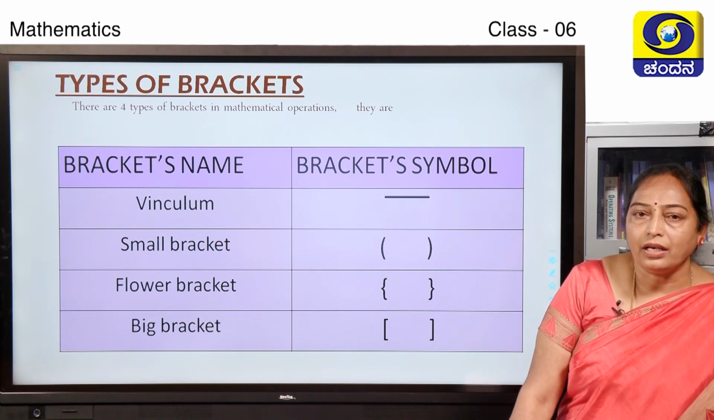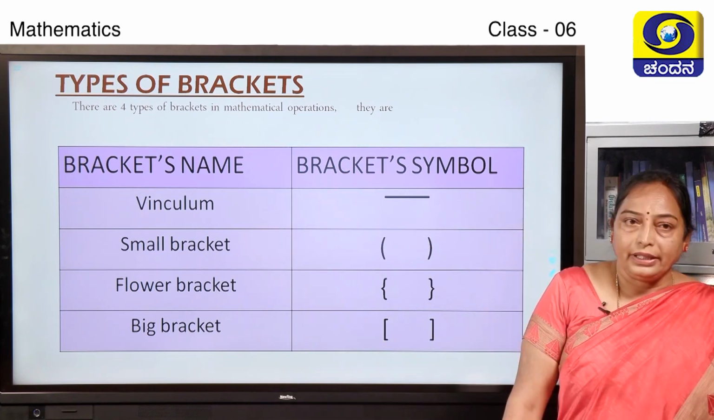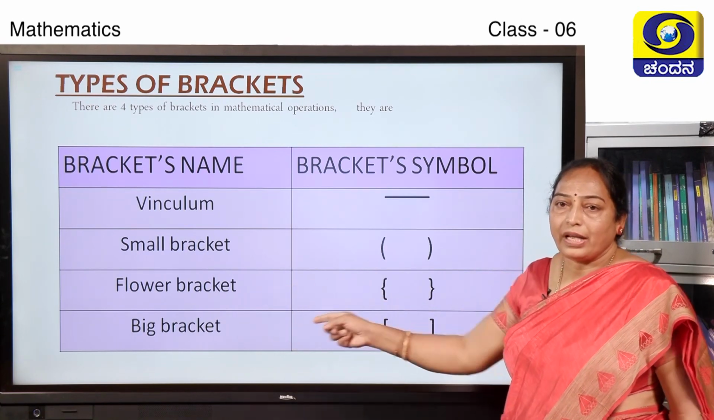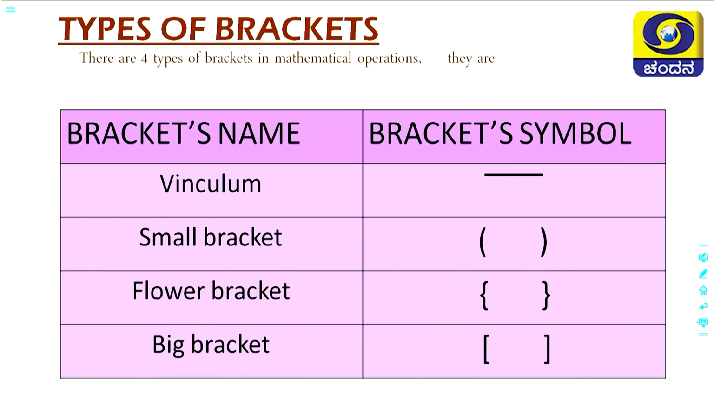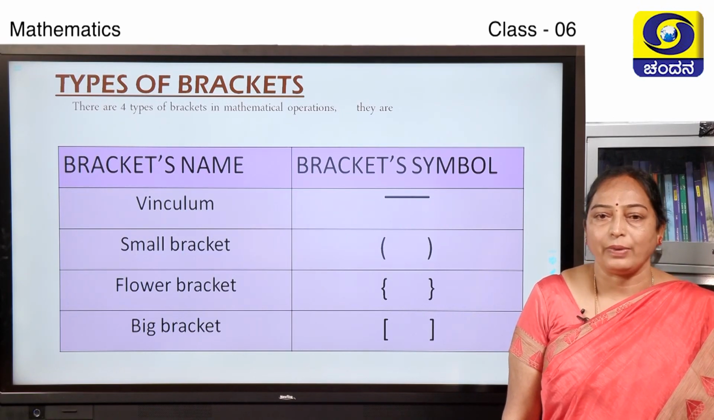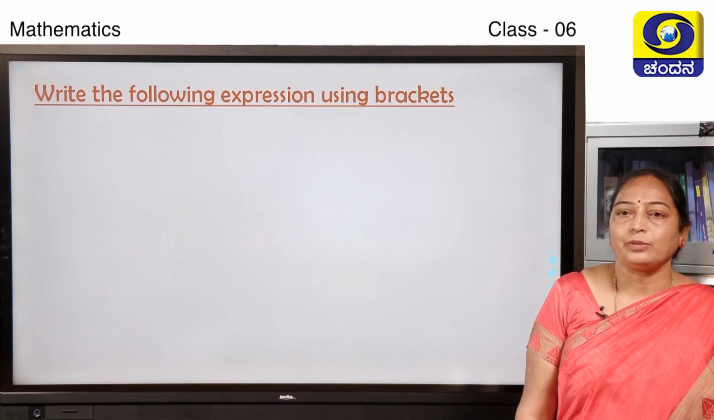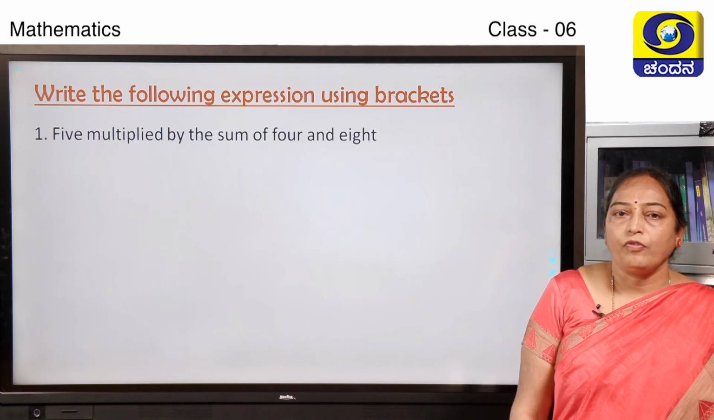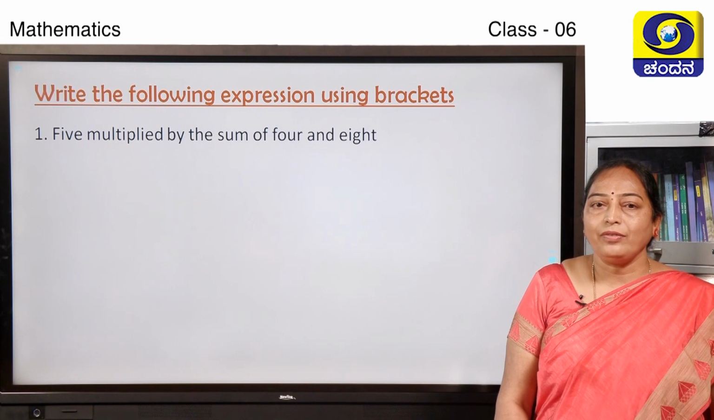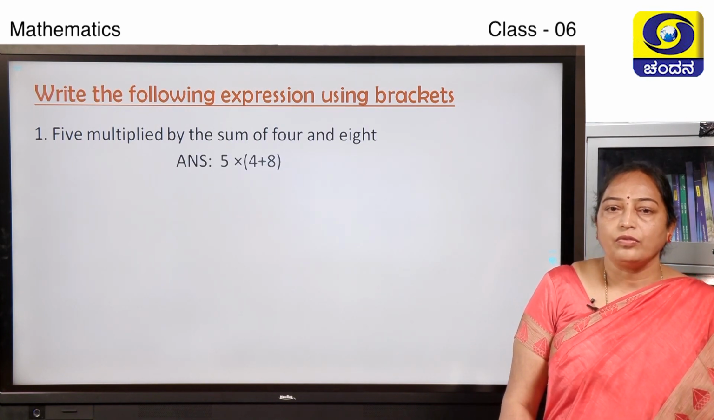Children, there are 4 types of brackets in the mathematical operations. They are vinculum, small bracket, floor bracket, big bracket. So, bracket symbols are like this, but in 6th standard children we discuss only the small brackets. Let us take one example. Write the following expression using the brackets. 5 multiplied by the sum of 4 and 8. How can we write it? Let us see. 5 into (4 plus 8).